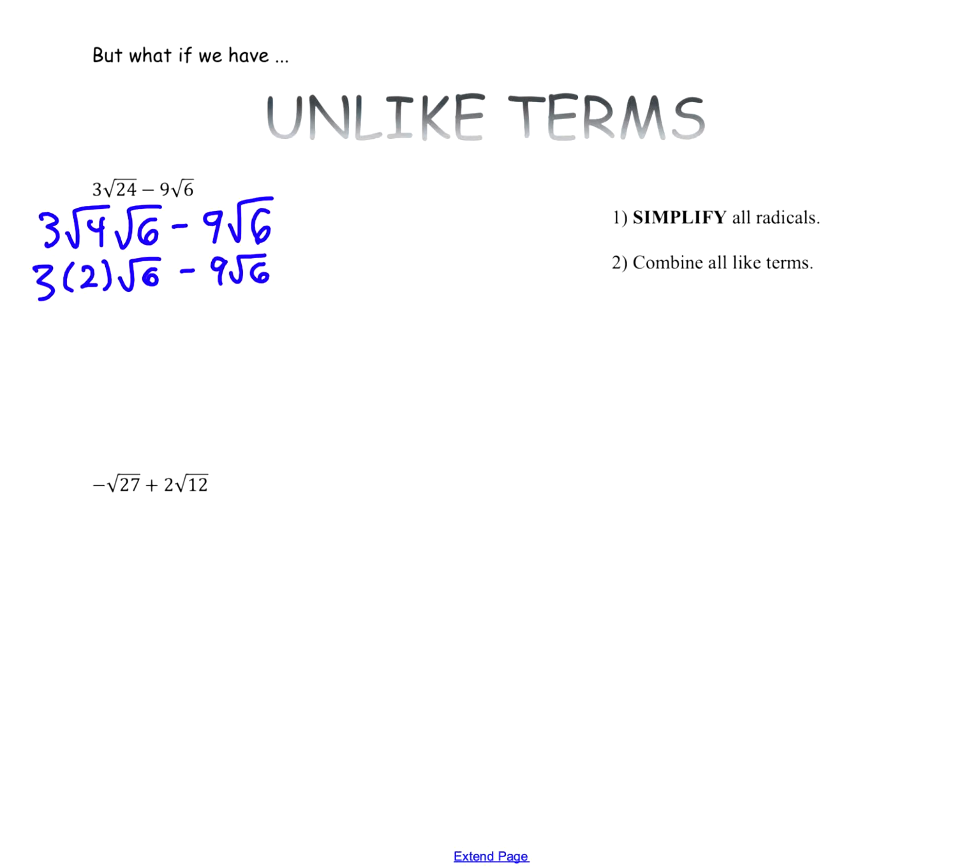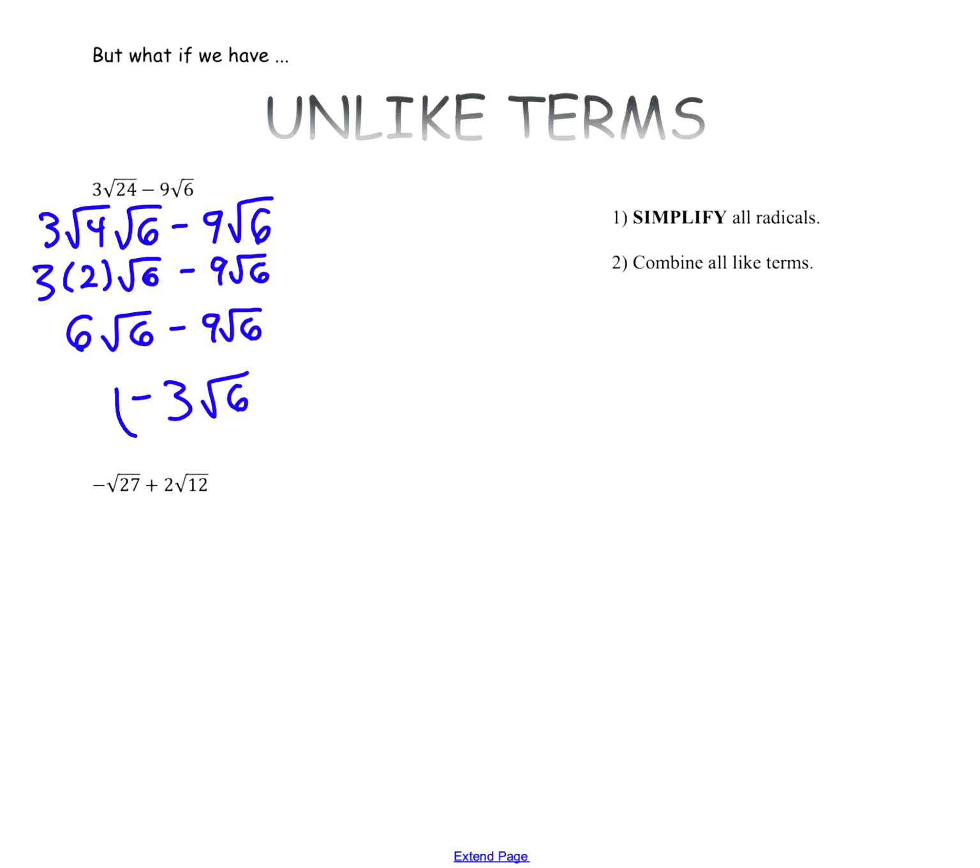Multiply the 3 times 2. We would get 6 square root of 6 minus 9 square root of 6. Now we do have like terms. They both have radical 6s. 6 radical 6 and 9 radical 6 are like terms. So subtract them and you would get negative 3 radical 6.